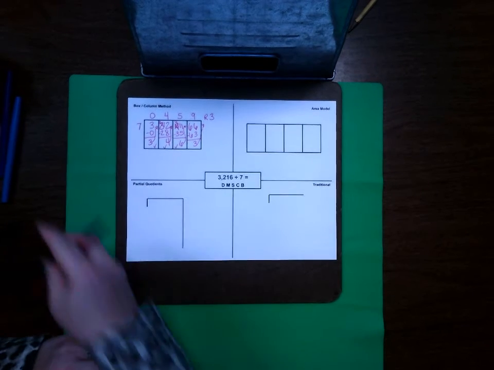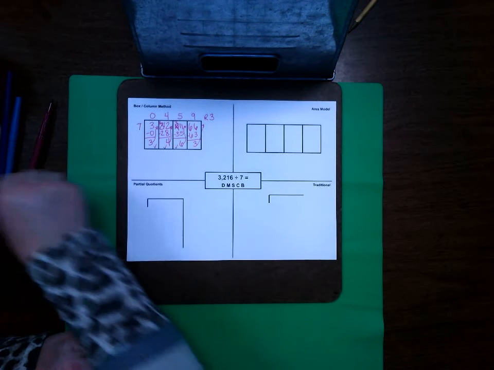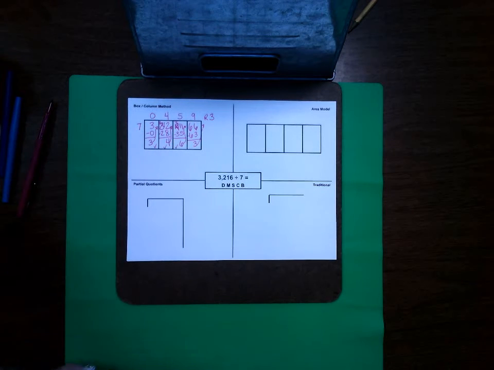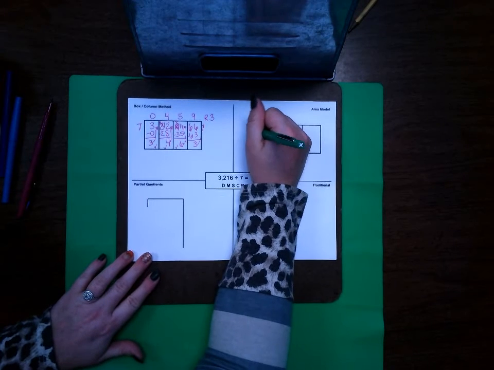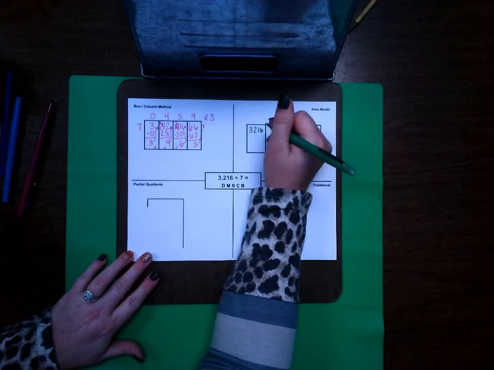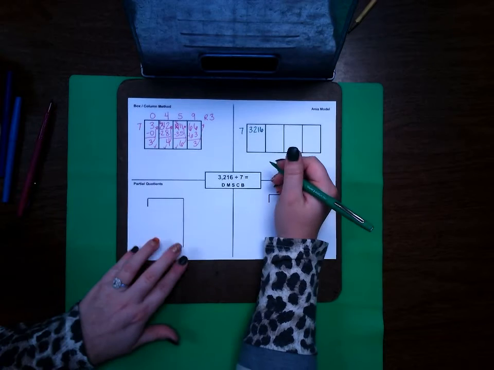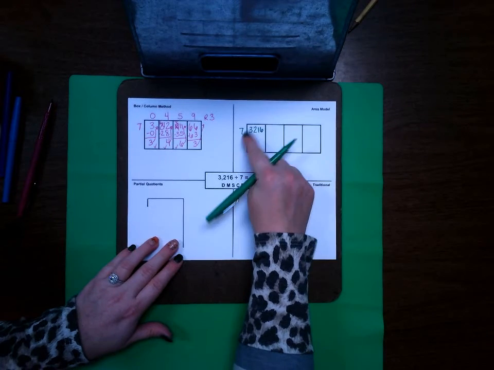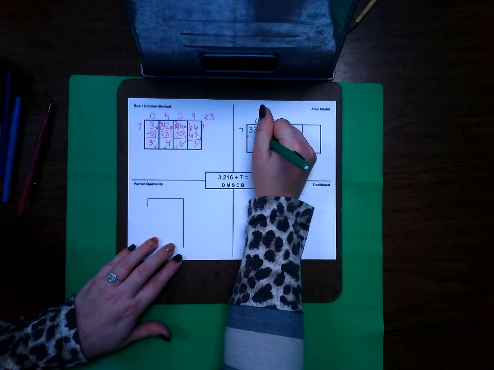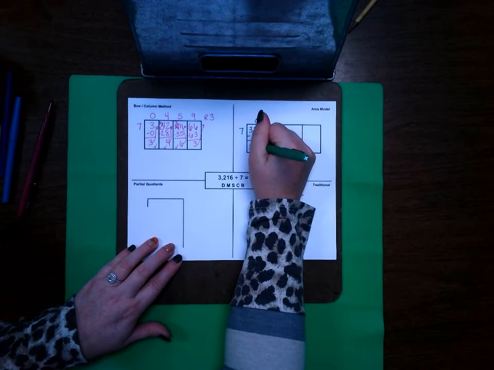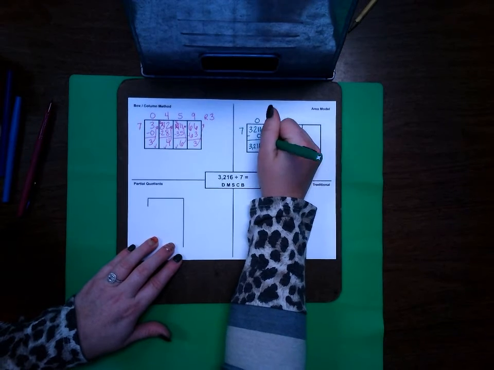Okay, let's go ahead and move on to the area model here. I begin by putting my dividend all in the one box. My divisor goes on the outside. Can I do 7 times 1,000? No, so this is going to get a 0. And it remains 3,216. So I move it up.